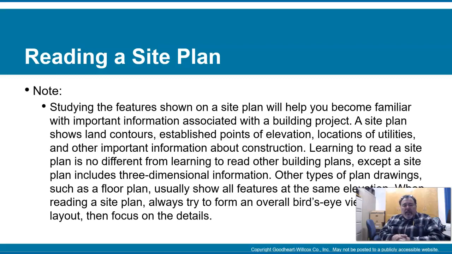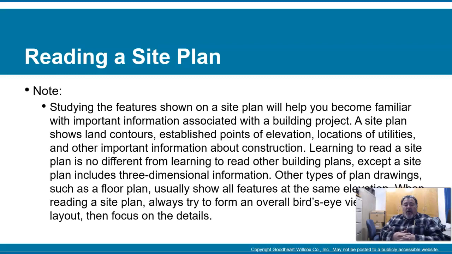So a site plan shows the land contours, the shape of the land. It establishes points of elevation, the changes in height. It shows locations of utilities and important information about construction. Learning to read a site plan is no different from learning to read other building plans, except site plans include three-dimensional information. Site plans are showing you different elevations and heights on a flat piece of paper. So those lines and those numbers are very significant with meaning. Other types of plan drawings, such as floor plans, usually show all features at the same elevation.